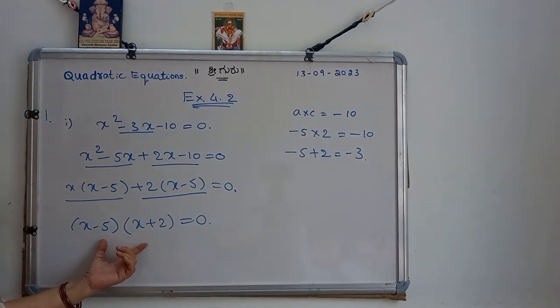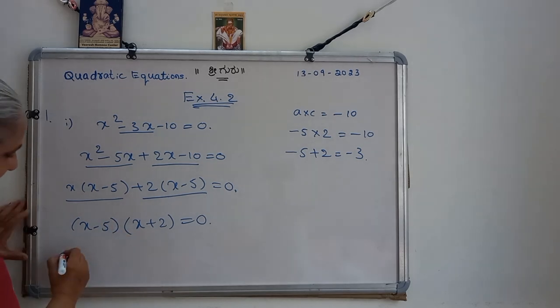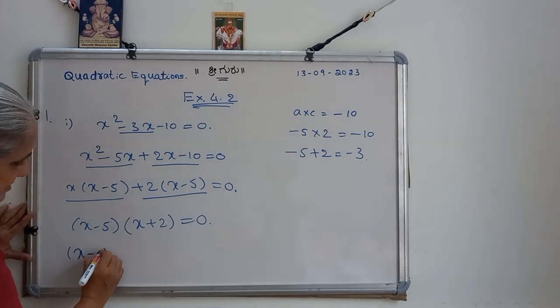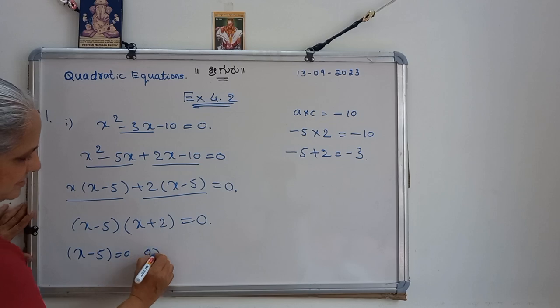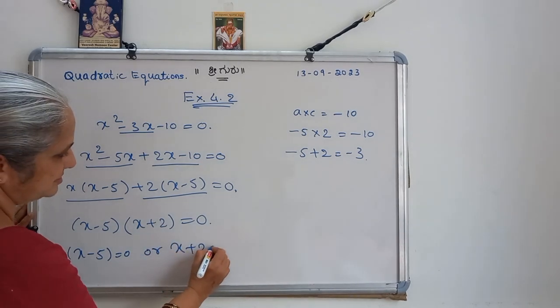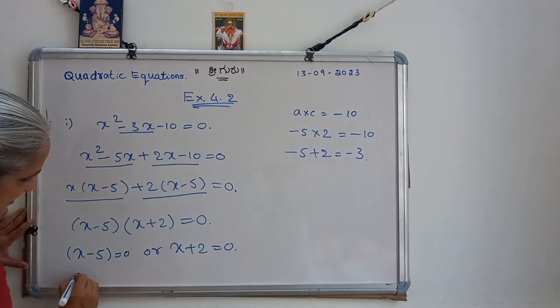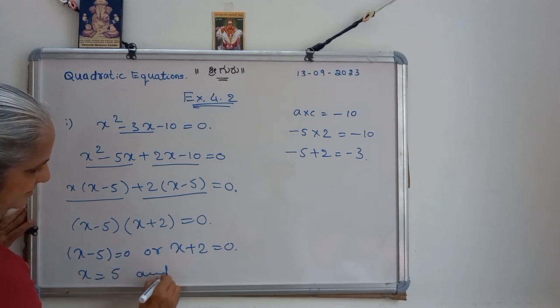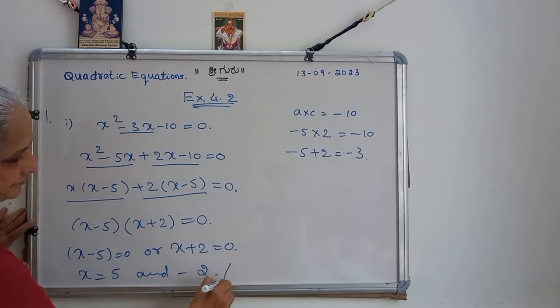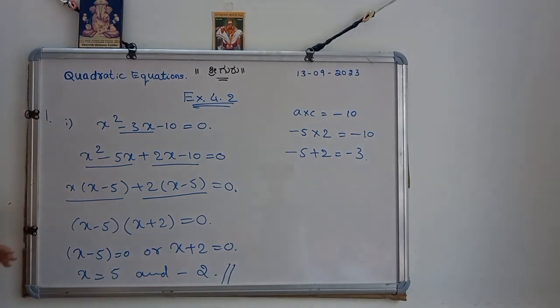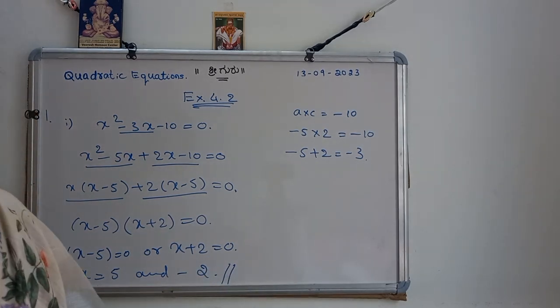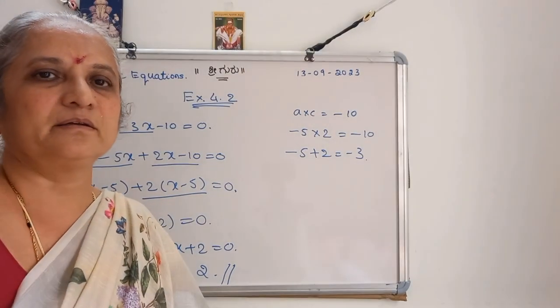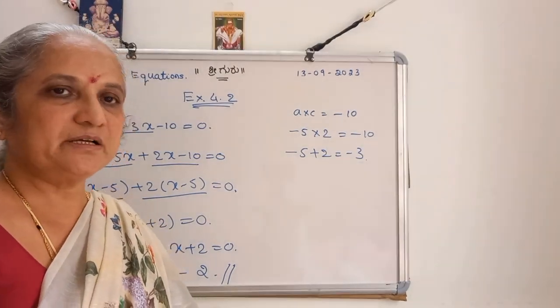Then equating each factor to 0, we can find the roots of the given equation as 5 and minus 2. Did you get the same answers? Now try for the next one.